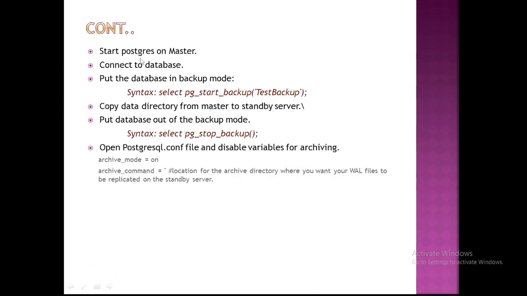Then going over to the master, start the Postgres server there, connect to the database and put the database in backup mode so that it will not accept anything to this location. Okay, it will be in the backup mode. For that, this is the syntax: select pg_start_backup. You can name the backup anything you want. By this the database will be in the backup mode.